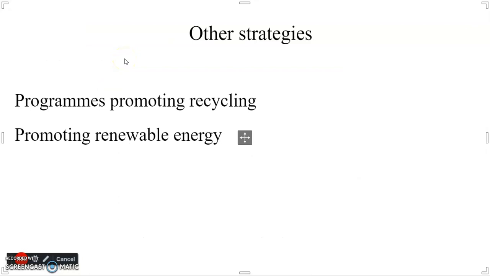And as I said before, there are many other strategies that you can write, and two more strategies before I go. You could write about programs promoting recycling. You could also write about promoting renewable energy, right? So these are just some of the strategies that the government could use to promote the conservation of natural resources. If you have any strategies that are totally different from mine, you can just leave them in the comment section and we will have a discussion from there.